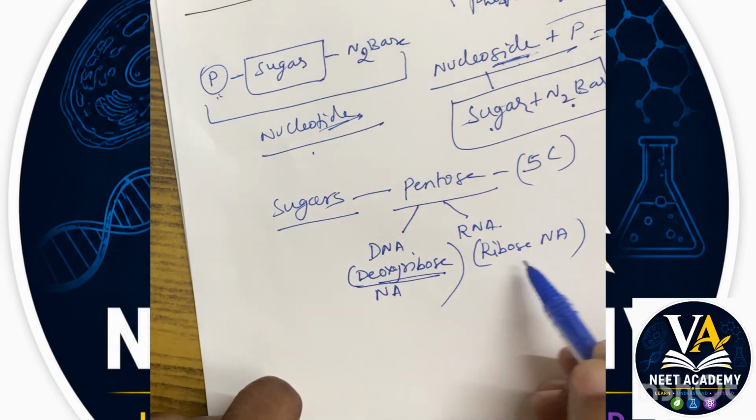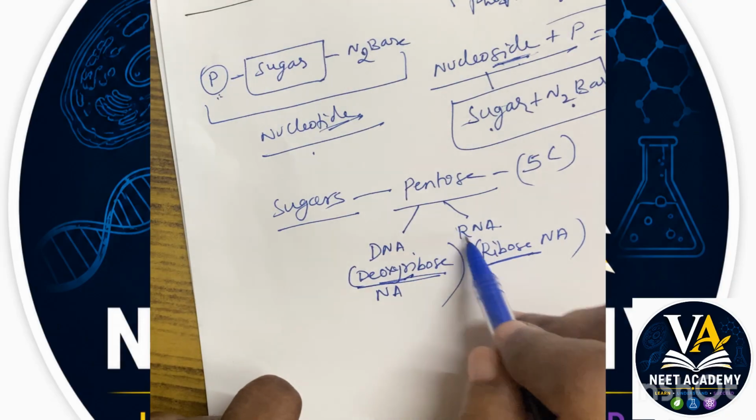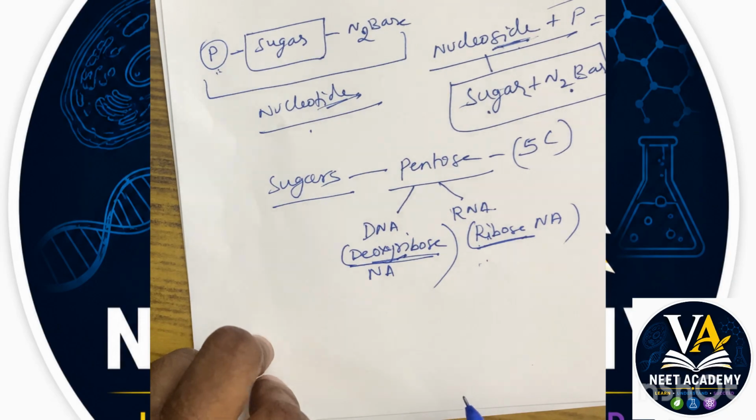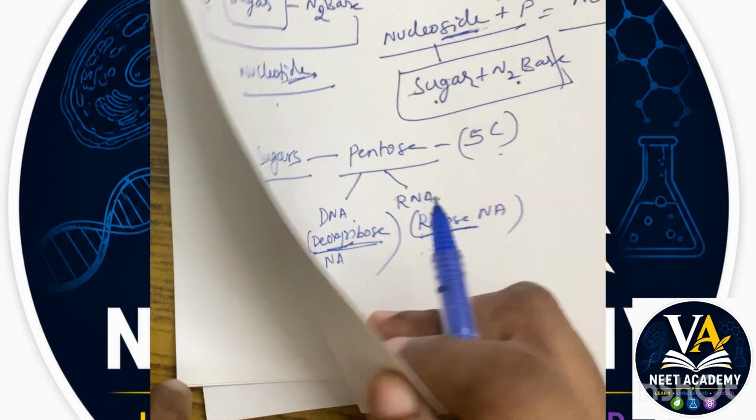There is a difference in the sugar. In DNA you have a deoxyribose sugar, in RNA you have a ribose sugar. Clear? Okay. So, what is a pentose? I told you it is a 5 carbon component.